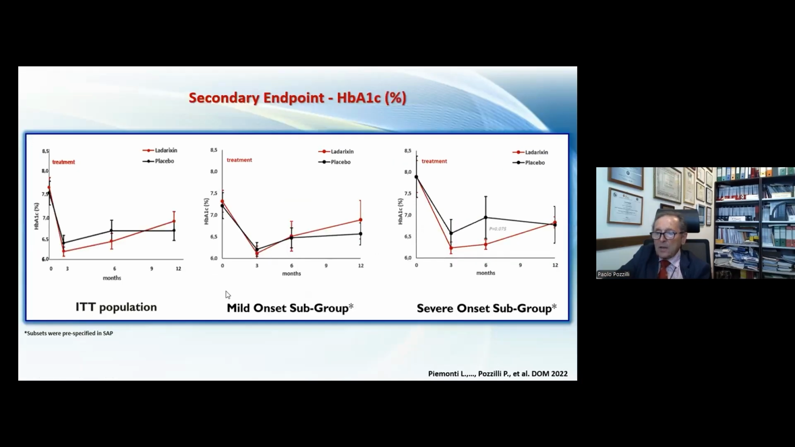But interesting is the fact that in patients treated with ladarixin, there was a better HbA1c, as you can see, at 3, 6 months, but then it was lost later. So an effect that was partial during the first 6 months, but of course it was of interest because it means that the residual beta cell function could have an effect in the protection of beta cells, and then glycated hemoglobin was normalized within the first 6 months.